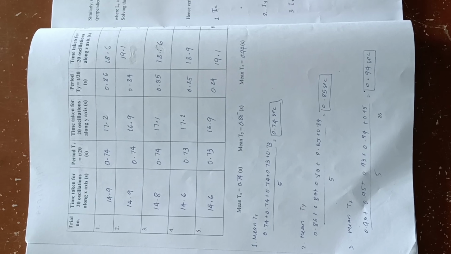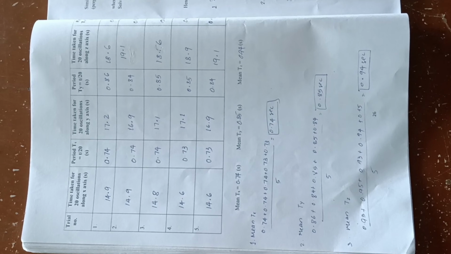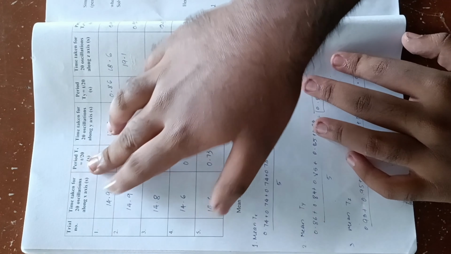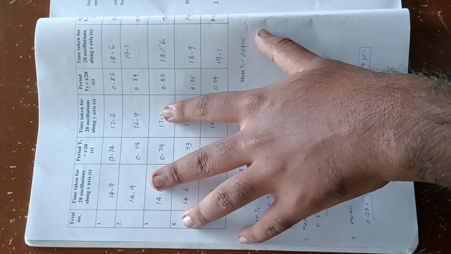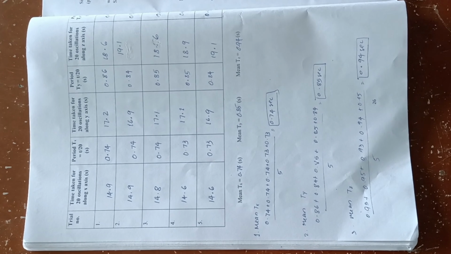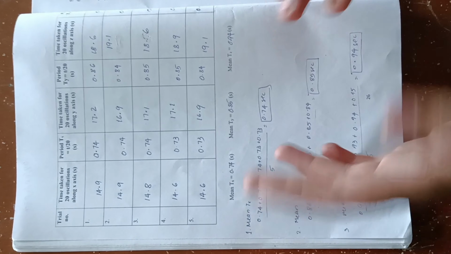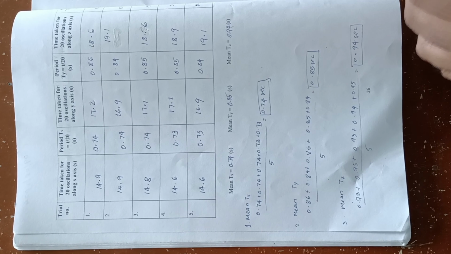Now we have come to the main experiment, that is the main table given to us here. You can see there are six main columns that we need to talk about. First is the time taken for 20 oscillations along the x-axis. According to the procedure we have seen, we have to oscillate it 20 times back and forth and note how long it takes for the 20 oscillations to occur.